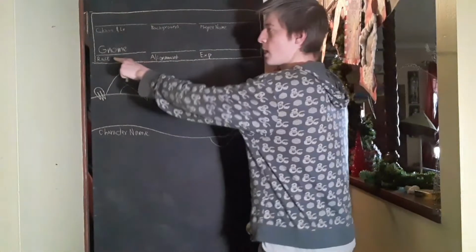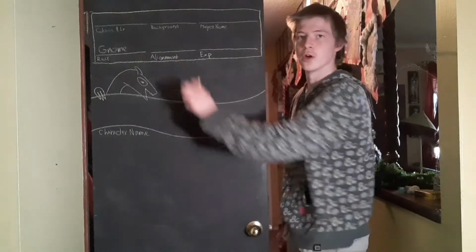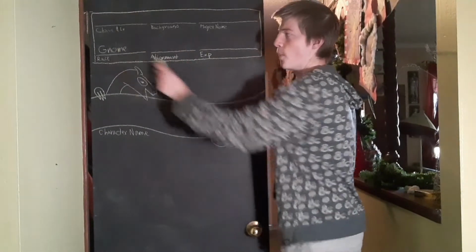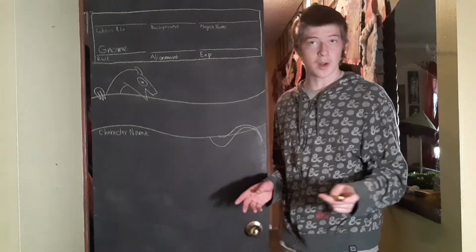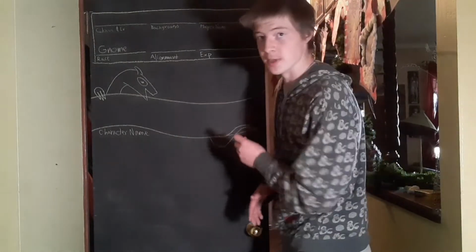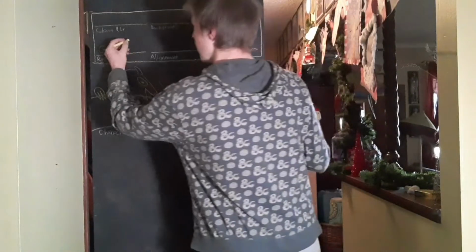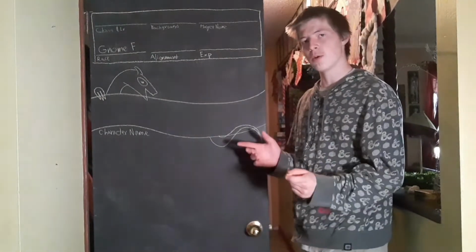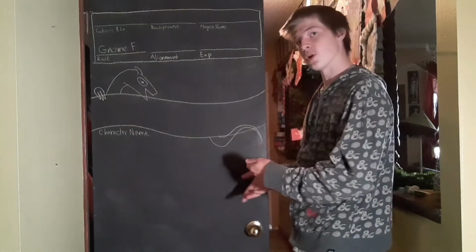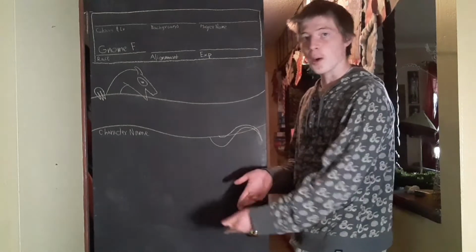So, see right there? Up in this section, I wrote, under race, gnome. That's my race. Now, with gnome, there are sub-races, so I decided I'm going to go with a forest gnome. And to mark that as forest gnome, I'm just going to put an F. Gnome F. I'm a forest gnome. So now we know that our character lived in the forest, and that they're a gnome.